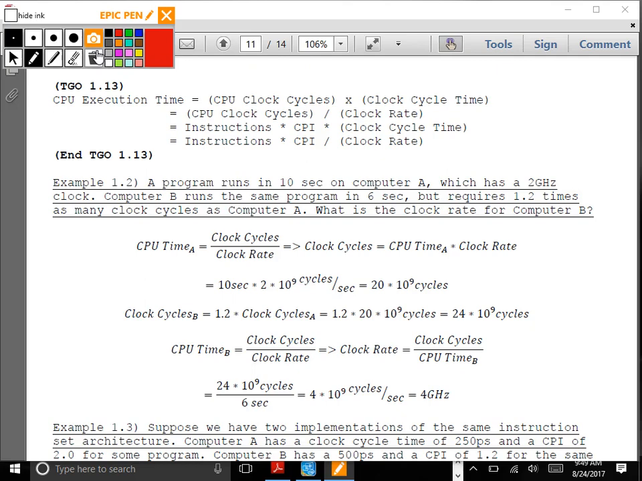Computer B runs the same program in 6 seconds, but requires 1.2 times as many clock cycles as computer A. What is the clock rate for computer B? And oftentimes you're not going to know the clock rate. So this is a good way: you can run a program on computer A, run a program on computer B. You're actually able to analyze how many cycles it took, and from there you can calculate the clock rate. So sometimes the operating system can obfuscate that.